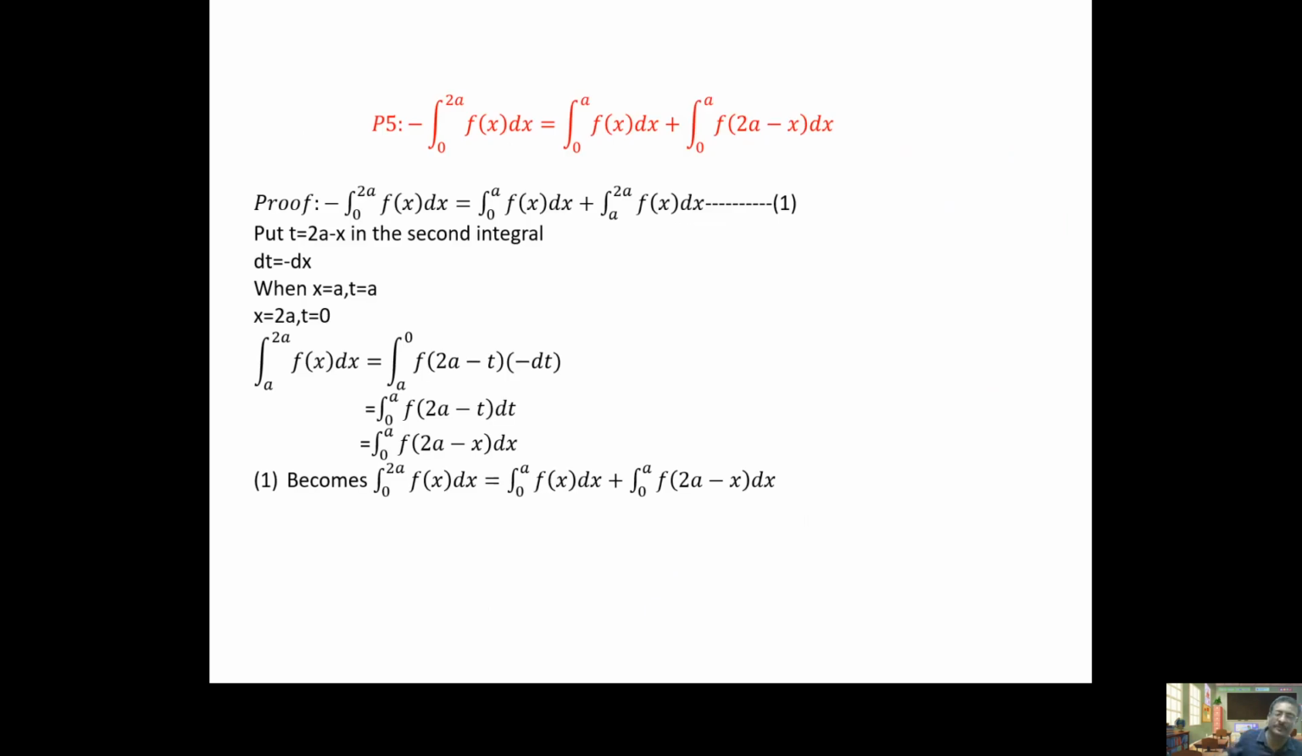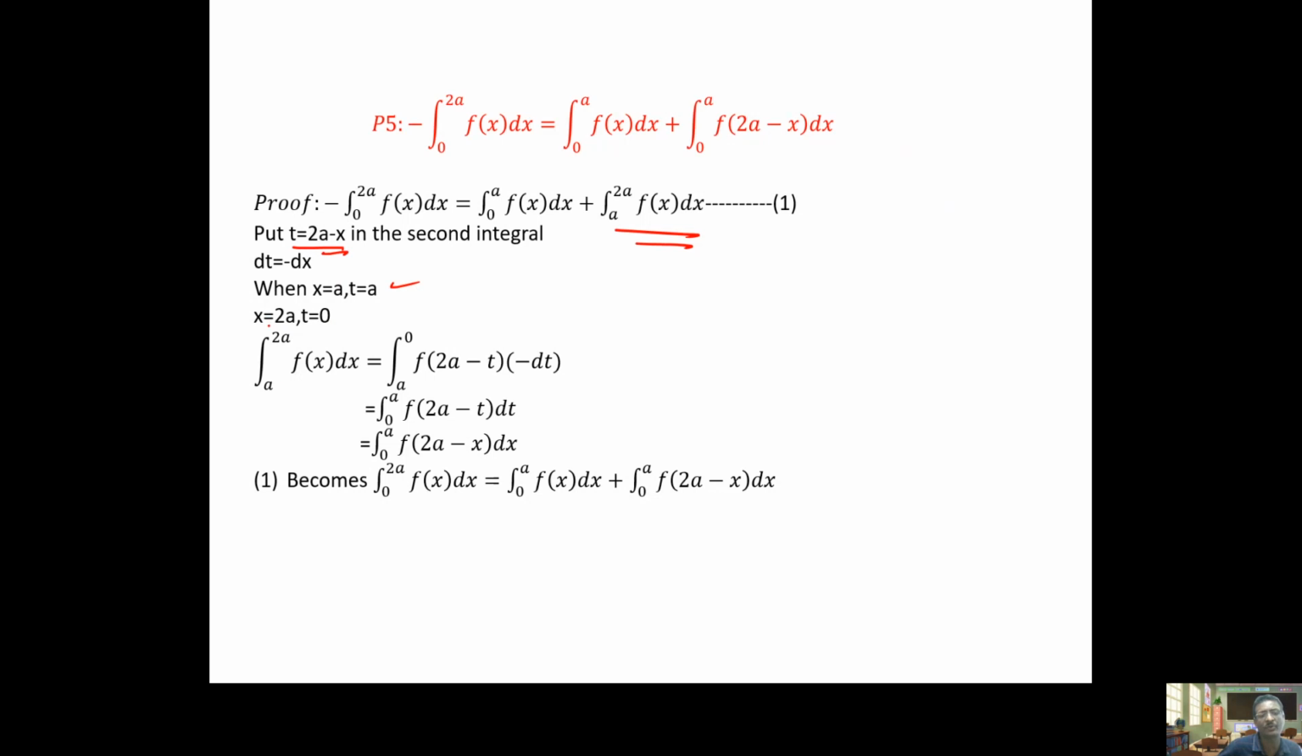Now, next property, P5. Integral 0 to 2a f of x dx is equal to integral 0 to a f of x dx plus integral 0 to a f of 2a minus x dx. So what you have to do? You can write 0 to 2a as integral 0 to a f of x dx plus integral a to 2a f of x dx. Take the second integral. Here in the second integral put t is equal to 2a minus x, dt is equal to minus dx. When x is equal to a, t is equal to a. When x is equal to 2a, t is equal to 0.